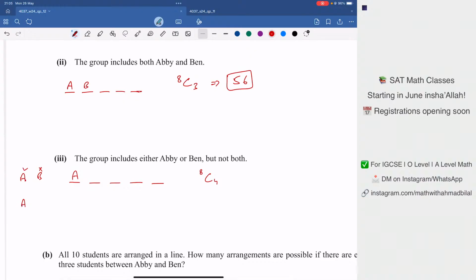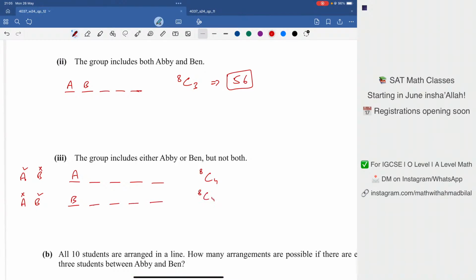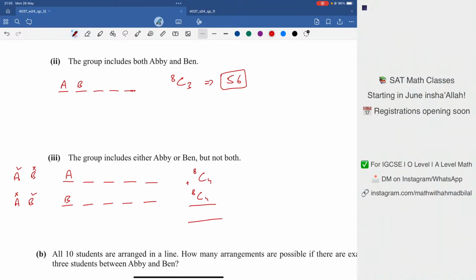We're not going to be considering Ben when selecting from the remaining people. The other possibility is that Abby is not there and Ben is there. So that means B is there, and then again we have 4 remaining places. That's also 8C4. So you could say that's 8C4 plus 8C4, or just 2 times 8C4. Add them up together and see what you get from that.